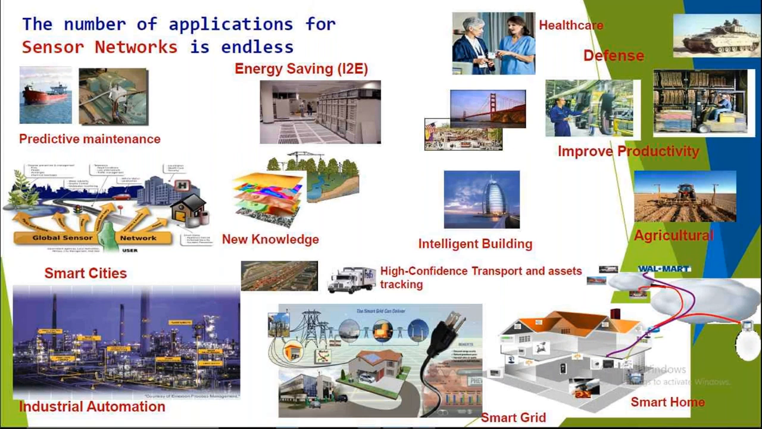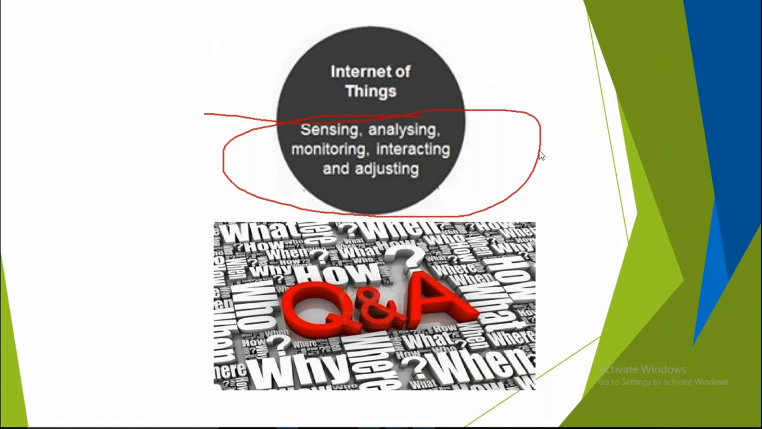So simply, with the Internet of Things, one can sense, analyze, monitor, interact, and adjust. That's what it is. So any questions?